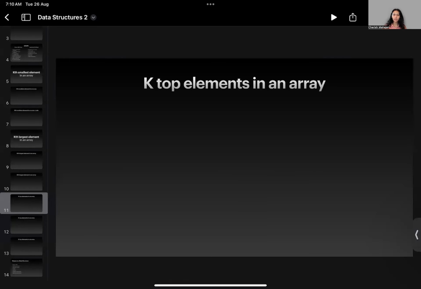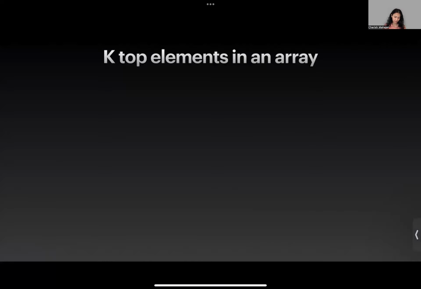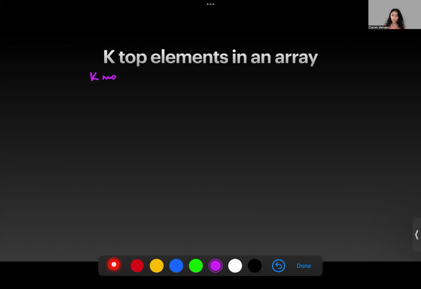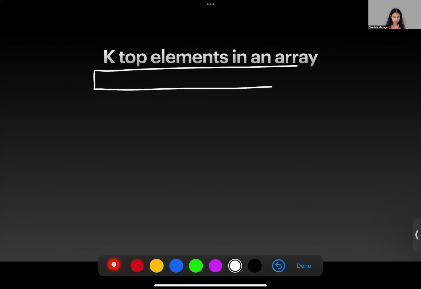Hello everyone, let's start with the next question that says k top elements in an array. And let me tell you, this is the same as the question K most frequent elements in an array, right? Now let's suppose we have been given an array with any numbers: 1, 2, 3, 2, 2, 4, 5, and 4, 2, 3. Makes perfect sense.